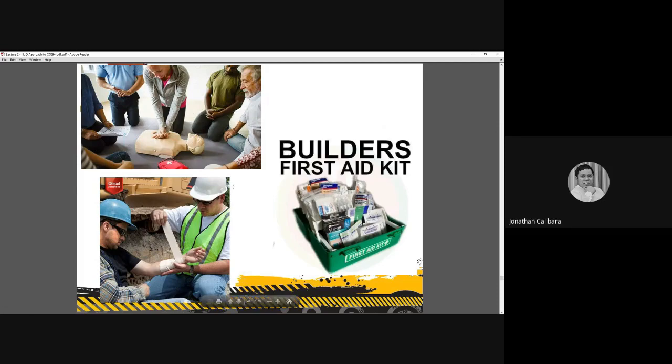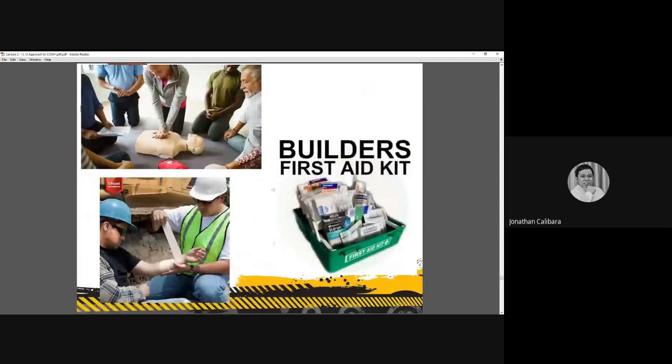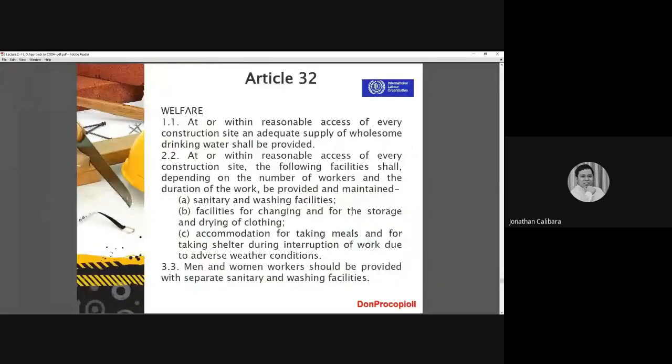Okay. Next is Article 32, welfare. Welfare is something like how it should be, how it should be good to the people. Welfare is well-being for everyone. For example, the normal needs: for men, an ECR, a mess hall, clean sleeping quarters, accommodation and conditions.